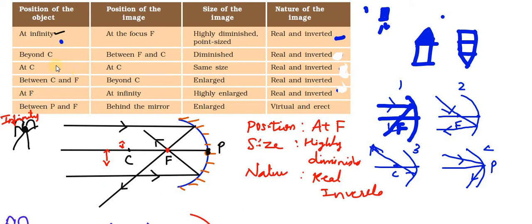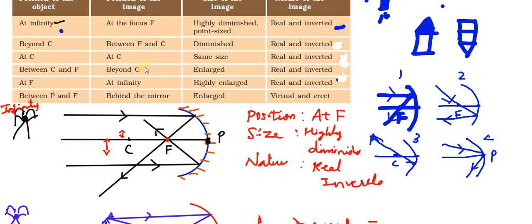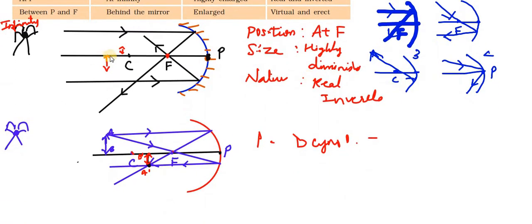We'll place the object in the next place, that is C. Just see that we are coming towards the mirror, right? At the beginning we kept it at infinity, then behind C, now we are keeping it on C. Later we go for between C and F, like that. We are coming closer to the mirror.